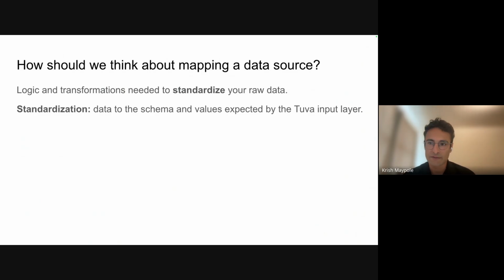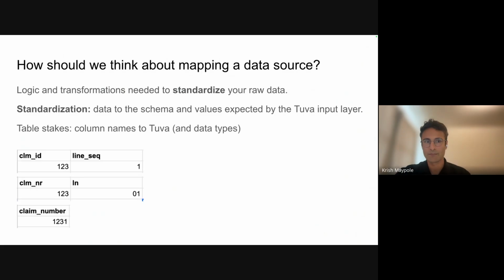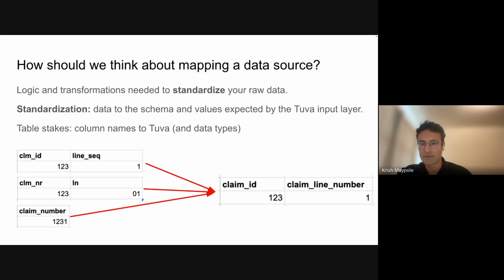And the reason we need to standardize your data is to enable the Tuva data model to work. There is logic inside of the Tuva DBT package that depends on specific inputs. And building a connector is one of the ways that we ensure that those inputs are what Tuva is expecting. So one example of that is if you're looking at 3 different raw data sources, your claim ID and your claim line number might be represented in different ways. And as you're mapping to Tuva, you need to make sure that you're unifying a bunch of different raw sources into expected column names, expected data types, and expected formats.